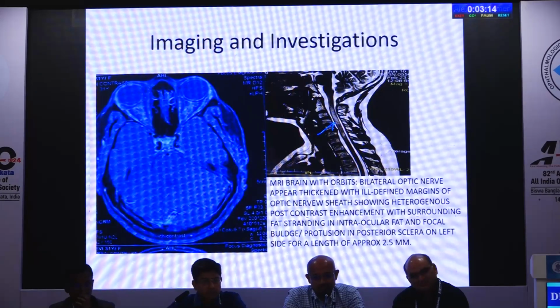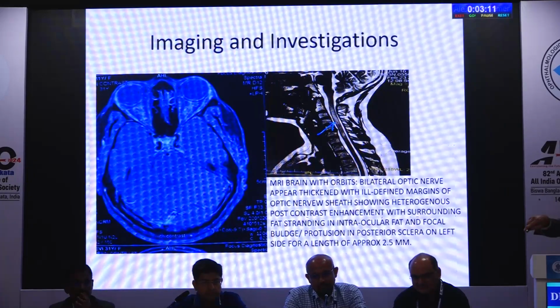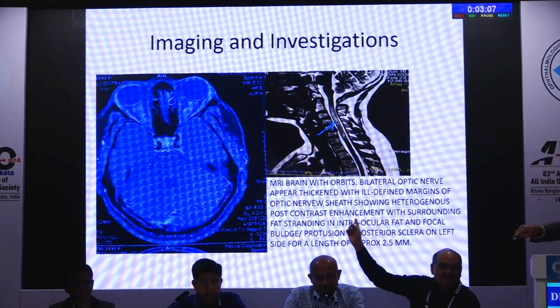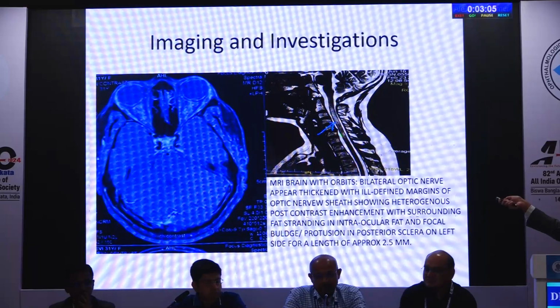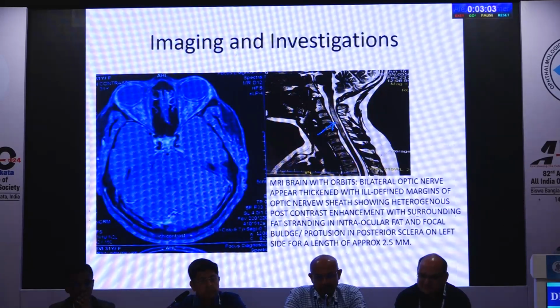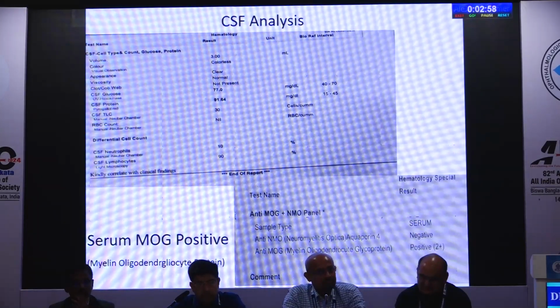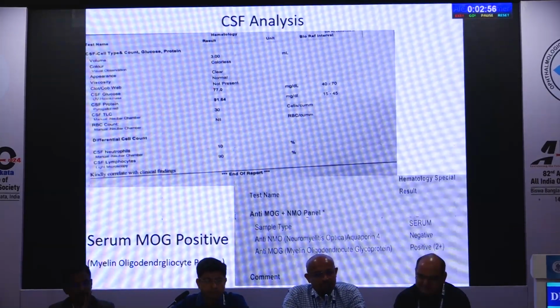Now you look at the MRI, and you can see both the optic nerves are showing enhancement. There is thickening right up to the chiasma. You can see a lesion on the cord as well. And you do a test called the MOG, and it turns out to be positive in this case. So this is now over to you, Dr.